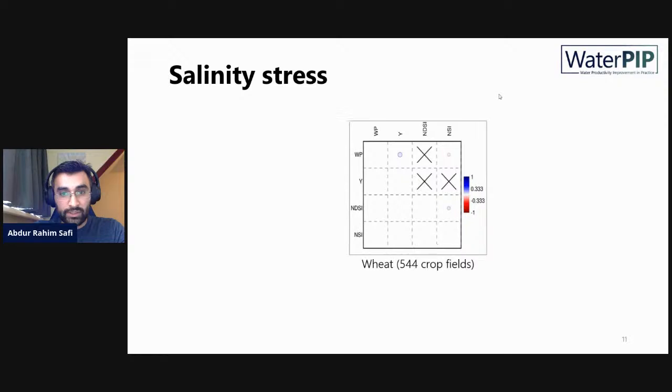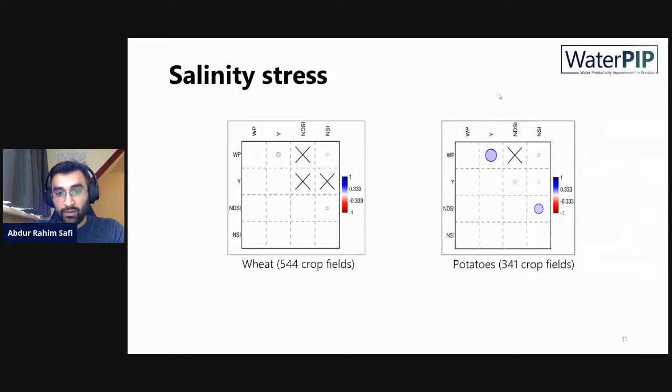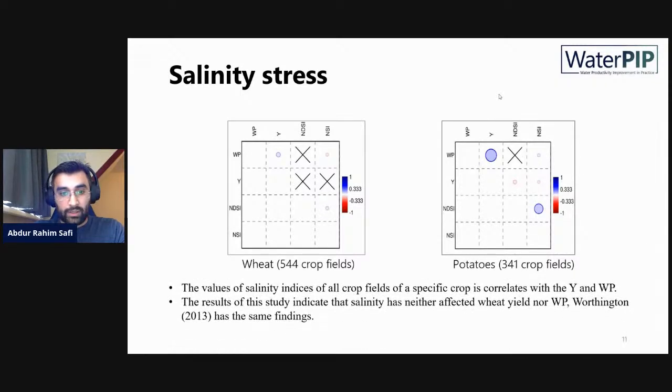Another was salinity stress. For the salinity stress, we calculated two indices. One is the normalized difference salinity index, and another is the near SWIR index. And you can see there is no correlation between the salinity indices and water productivity and yield, for the wheat and for the potato as well. And previous studies have also shown that in the Bekaa Valley, salinity is not really a threat to water productivity or yield at current times.